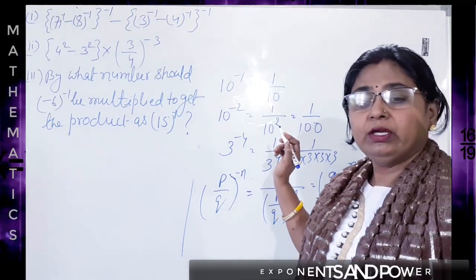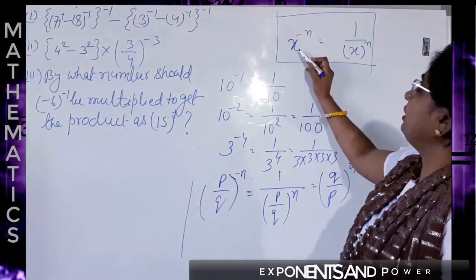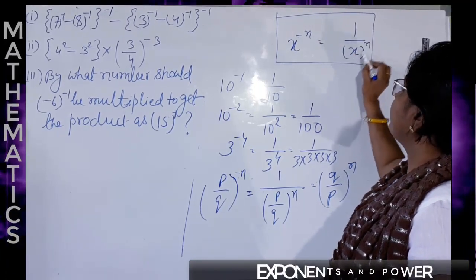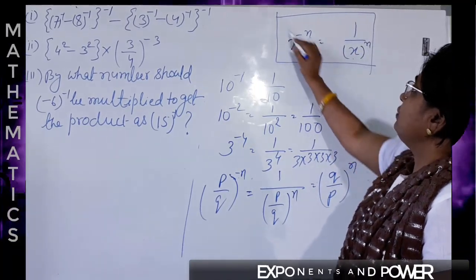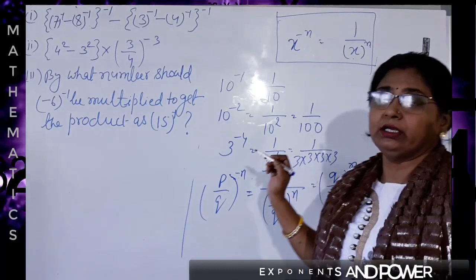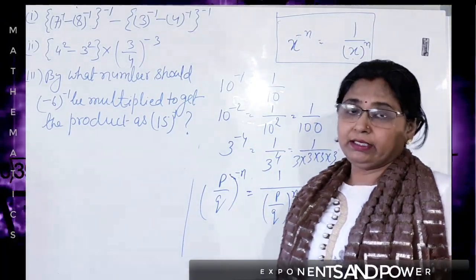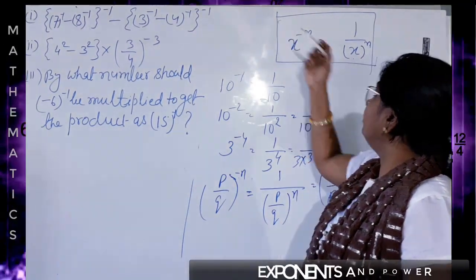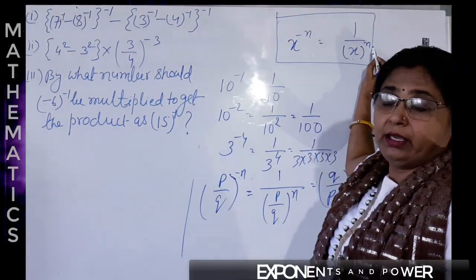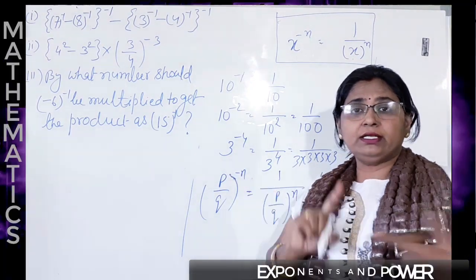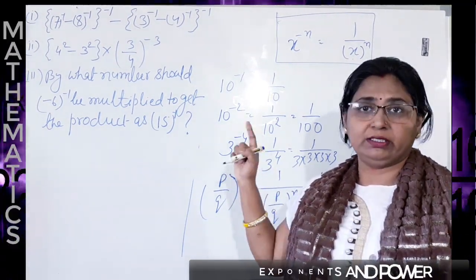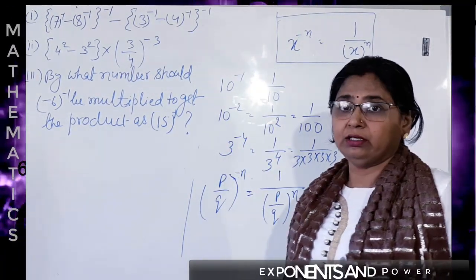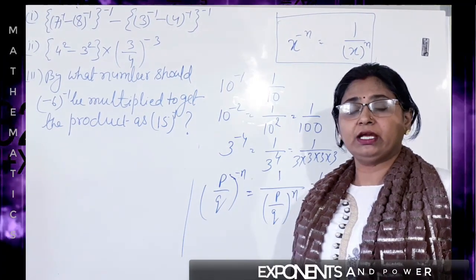In this way we can write x to the power minus n is equal to 1 by x to the power n. It is a formula for any rational number, and we can say x to the power minus n is the reciprocal of x to the power n, and x to the power n is the reciprocal of x to the power minus n. Understood? Now I am going to explain some questions related to exponents and power.